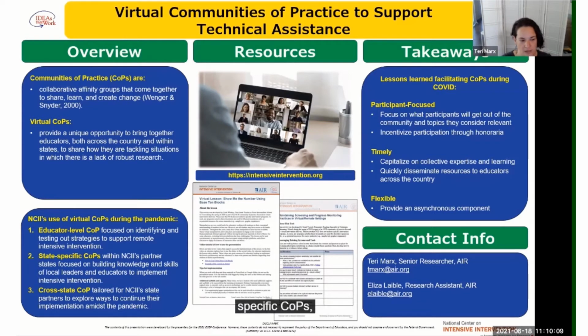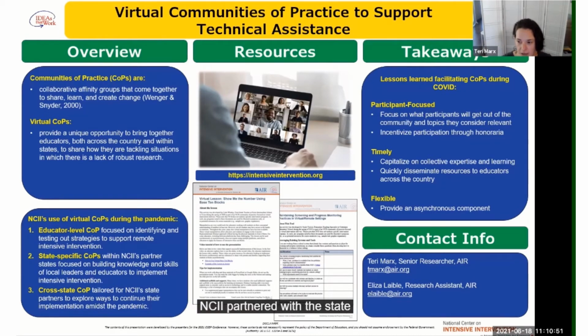In our state-specific COPs, we had a couple different examples. For example, in Wyoming, the community of practice was a comprehensive professional development series for educators in the state that included developing a plan for intensive intervention, implementation, ensuring the fidelity of their actual delivery, as well as progress monitoring. And within that model, we were also able to offer open door sessions for coaches that were supporting the implementation to support one another. So again, the key being the participant focus.